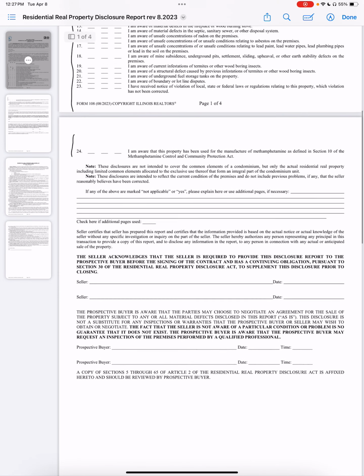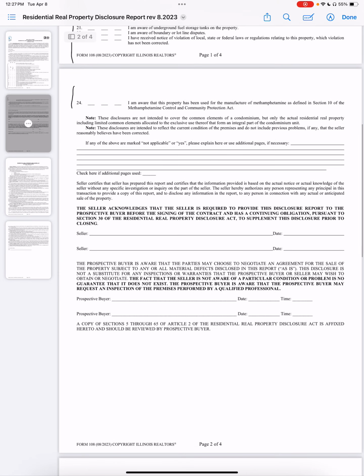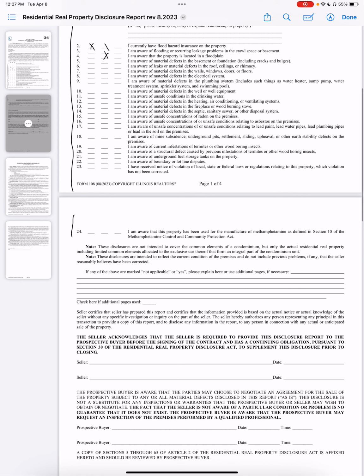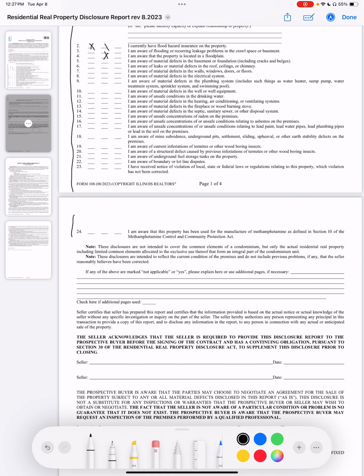Let's move down the page here a little bit. If there were some areas where you did have to write not applicable, not any, there is a little information down here if you mark non applicable or yes, where you can explain why you had to do so. If it is a much longer explanation, you can include other pages here as well.